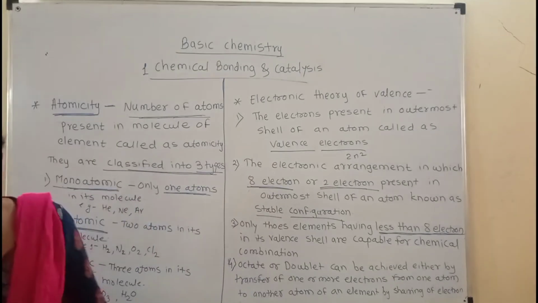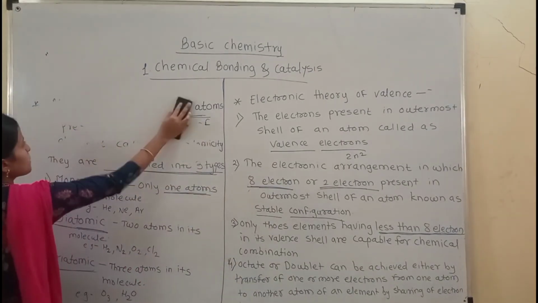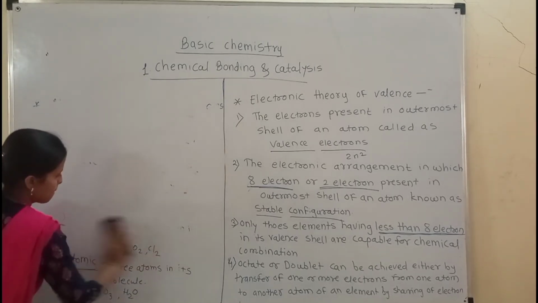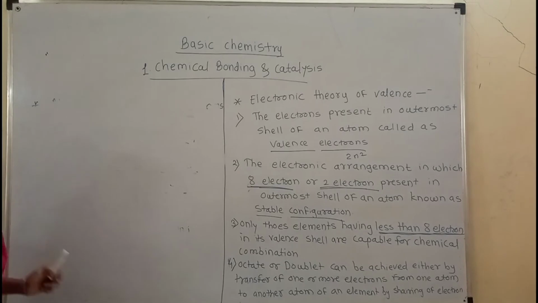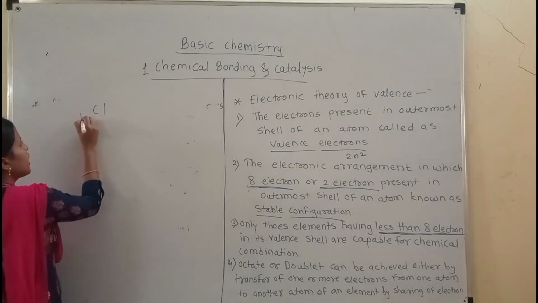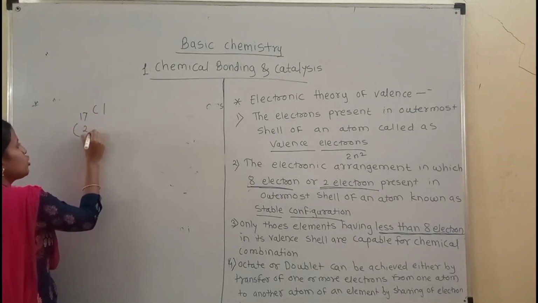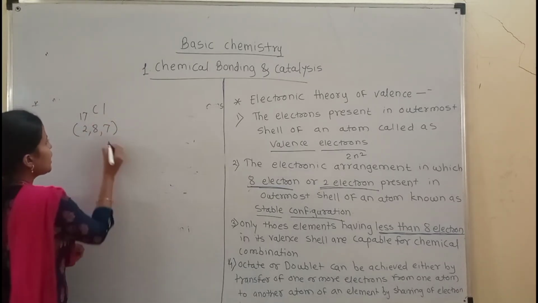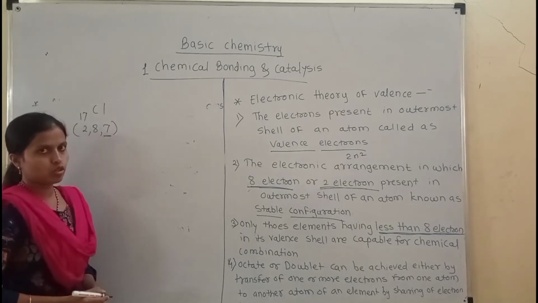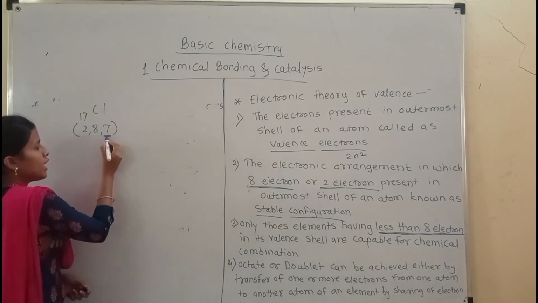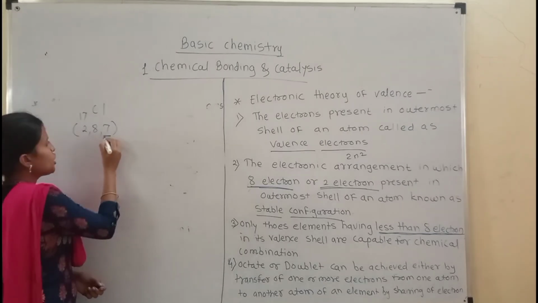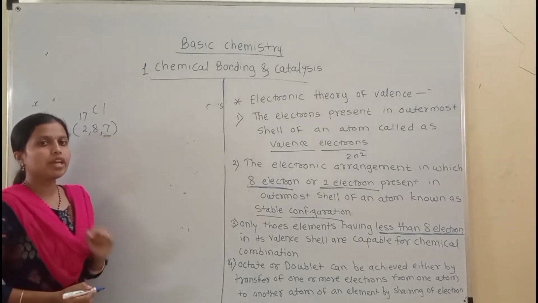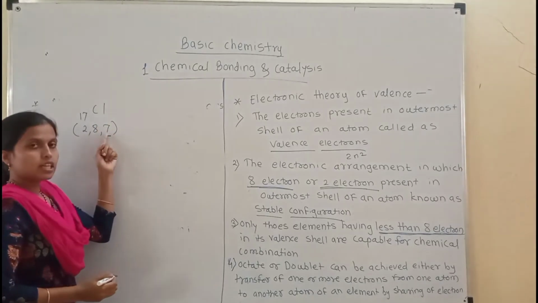For example, the chlorine atom has atomic number 17, so its electronic configuration is 2, 8, 7. So the chlorine atom has an outermost shell containing 7 electrons. That means, for stable configuration, it requires 1 electron. For acquiring stable configuration, the chlorine atom requires 1 electron, as its outermost shell contains 7 electrons.